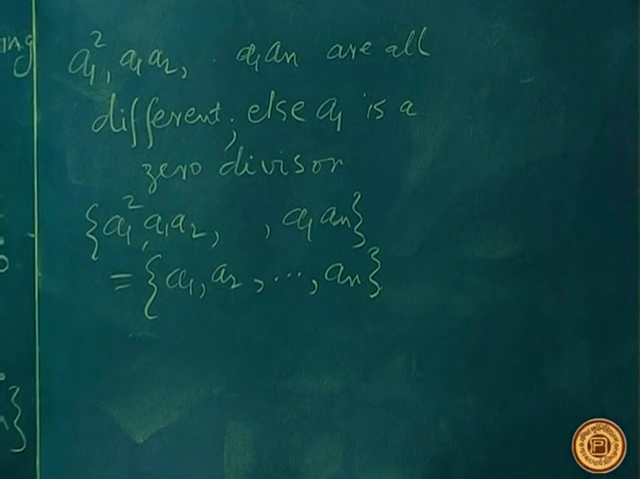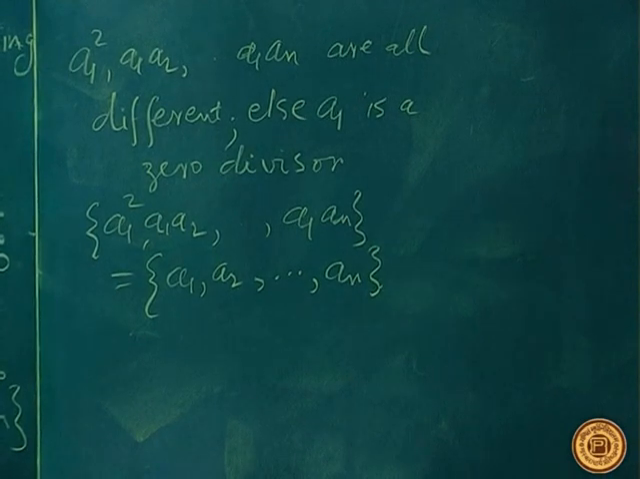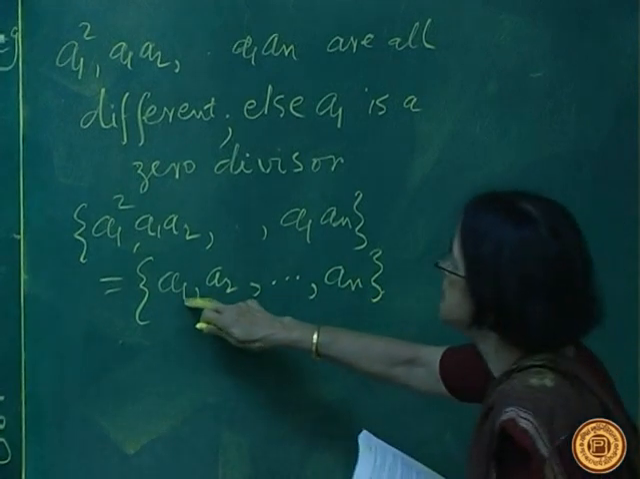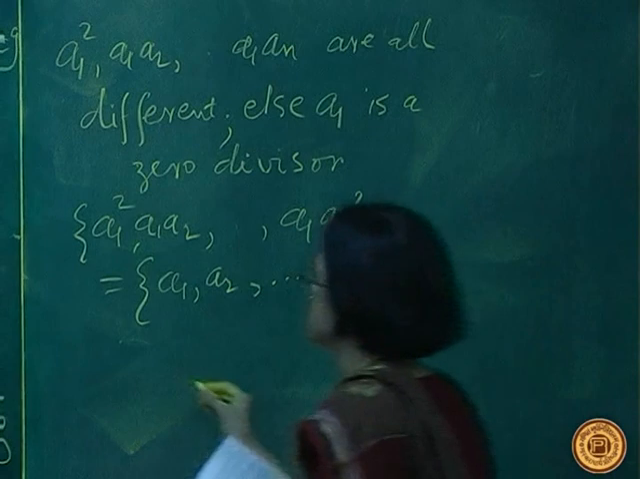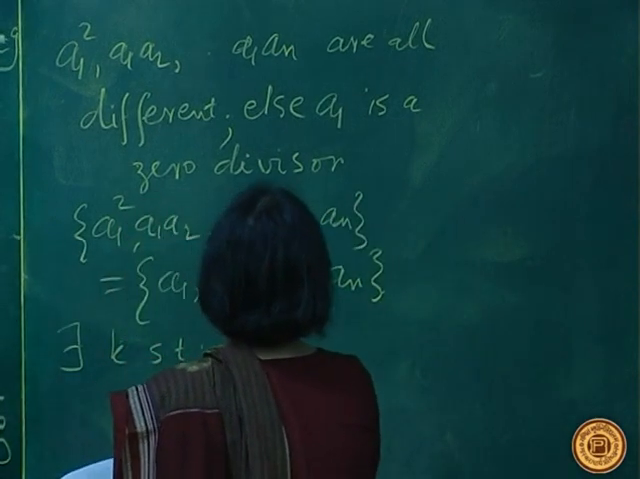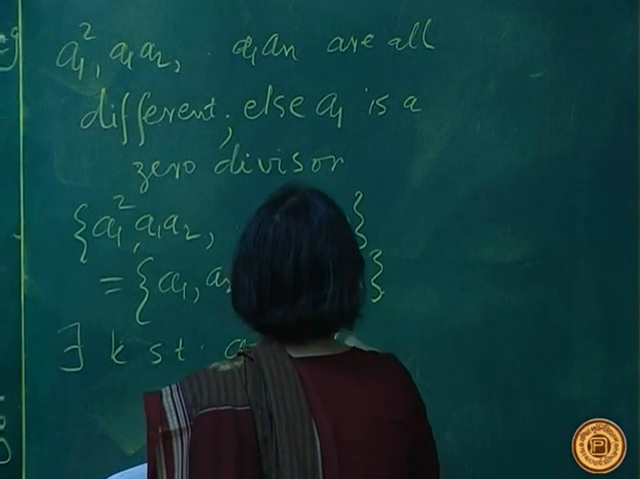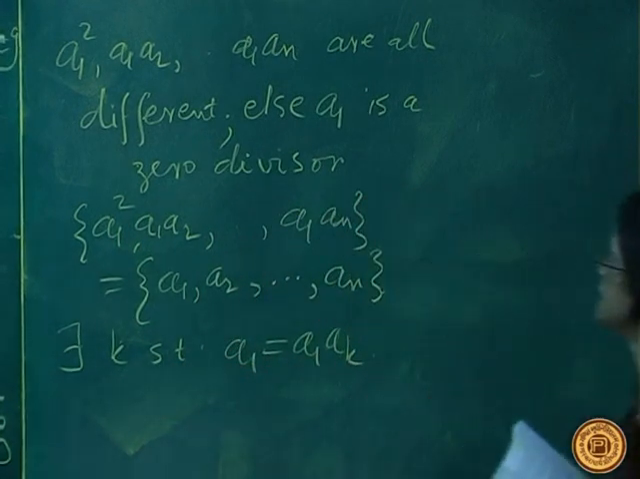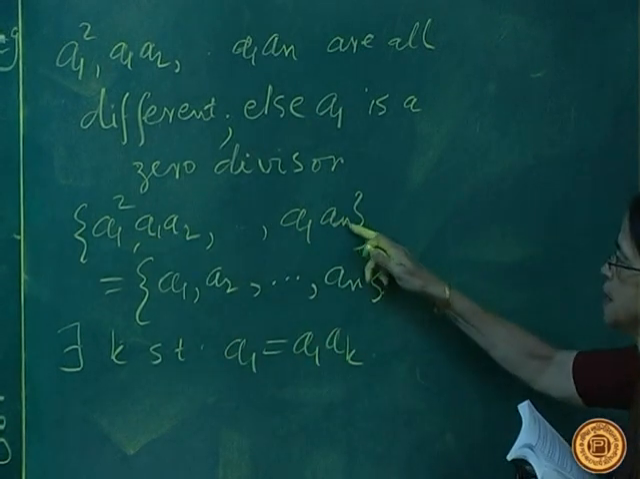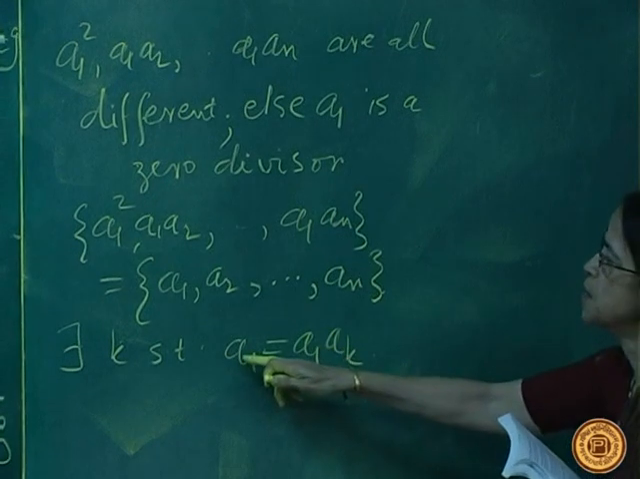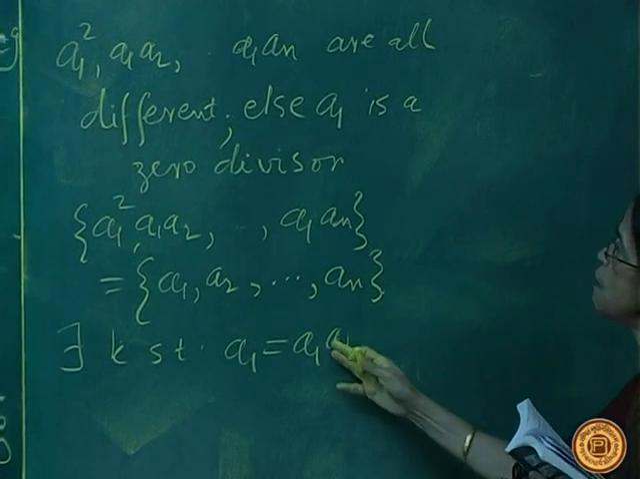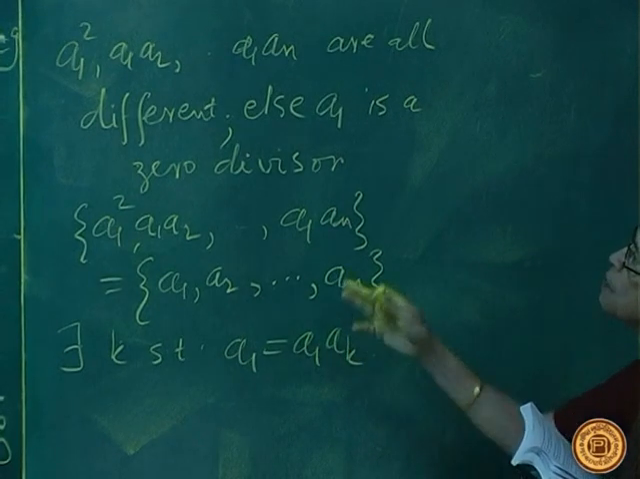Okay? So, now what do we have? This A1 must appear here as well. Therefore, there exists K such that A1 is equal to A1 AK. This K is somewhere here. K can be 1, 2, 3 up to n, such that A1 AK is nothing but A1 itself. We will show that this AK in fact is the identity for this ring.